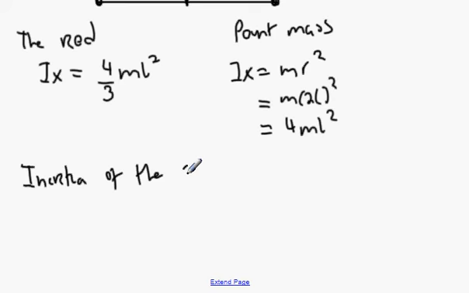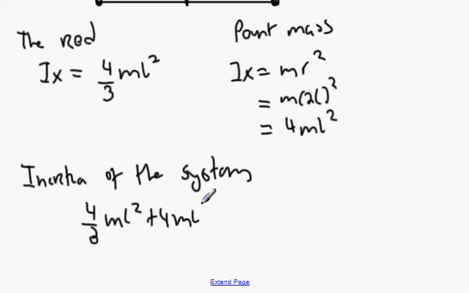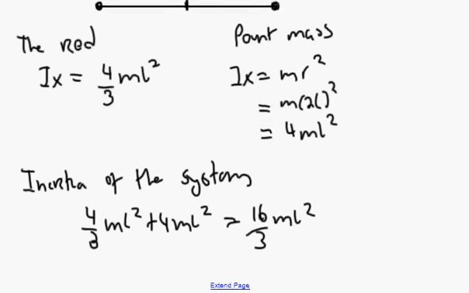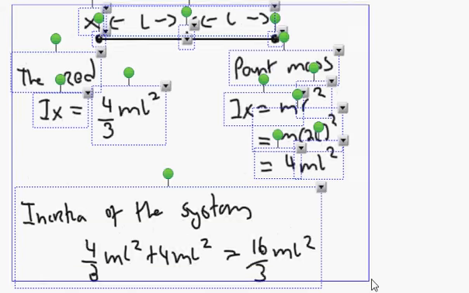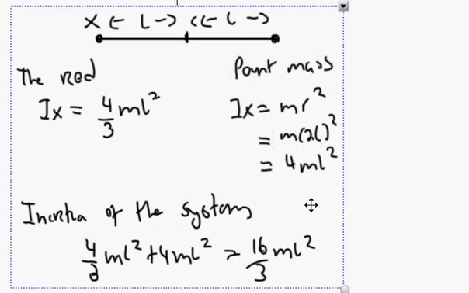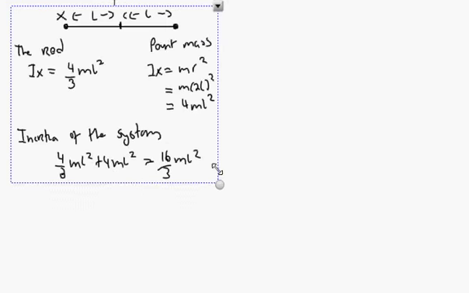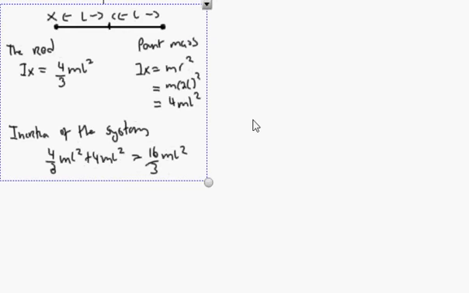So the inertia of the system is the point mass plus the rod. 4/3 ml squared plus 4ml squared, and we get 16/3 ml squared. Okay, so that is basically all of this here. So that's it there.